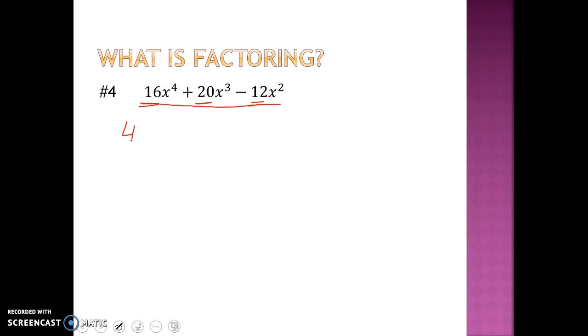Then I want to figure out what can I pull out of x to the 4th, x to the 3rd, and x squared. Well, they all have at least 2 x's. This one has 4 x's. Here we have 3 x's, and here we have 2 x's. So I can pull out at least 2 x's from all terms. And then what I want to do is multiply 4x squared times 3 things that give me my 3 original terms that I started with.